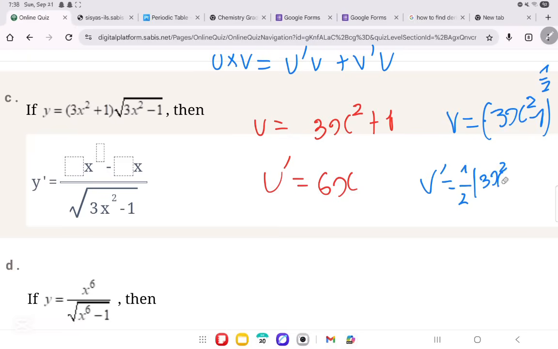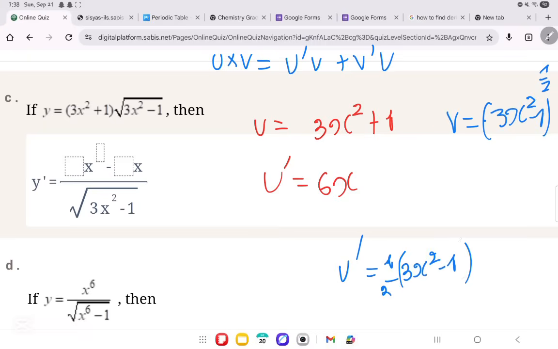Okay, this is not going to fit over here. Let me bring it down. V prime is what? Is 1 over 2, because you bring it down, 3x squared minus 1 to the power of what? To the power of minus 1 over 2 multiplied by what? Multiplied by the derivative of this, which is what? Which is 6x.